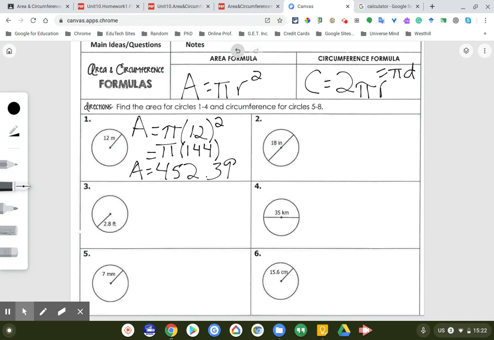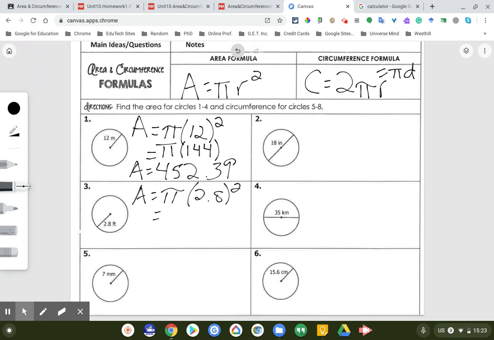Okay. All right. So Ms. Ayub only wants you guys to do the odds, but I'm going to keep going. All right. So it says find the areas for 1 through 4, circumference for circles 5 through 8. So here we go. I'm going to do the area for number 3, this circle as well. Okay. So now we have A equals pi times 2.8.